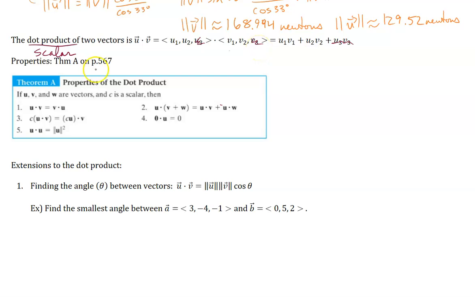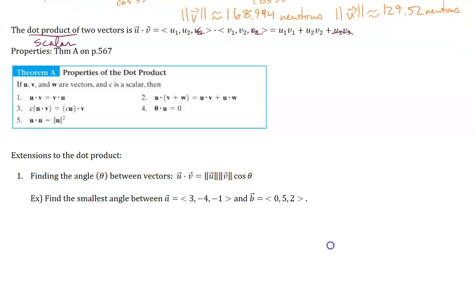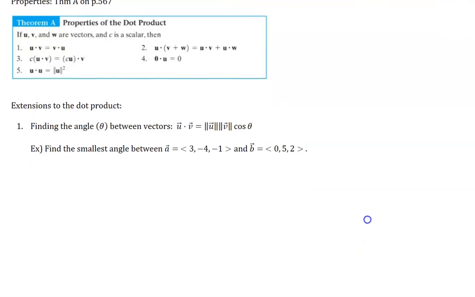All right, so page 567 has some properties. Please review these. It talks about which operations the dot product is closed under, like the commutative property, distributive property, etc. So please review those.